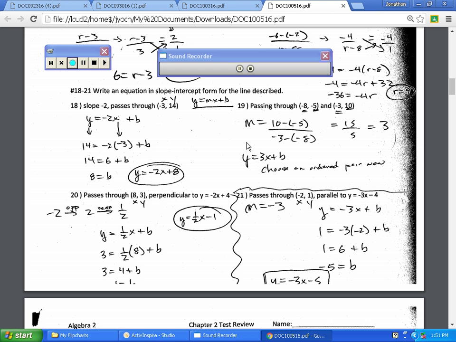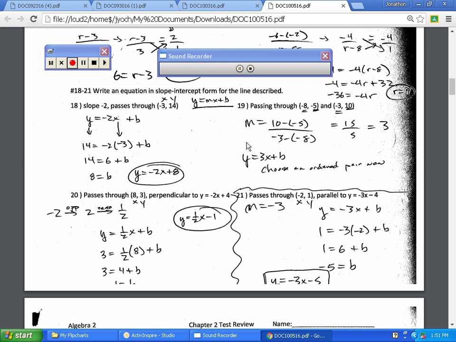20, guys. Perpendicular lines have opposite reciprocal slopes. So y equals, first off, the opposite of negative 2 is a positive 2, and the reciprocal of 2 is 1/2. Y equals 1/2 x plus b. Substitute 3 in for y, 8 in for x. B is a negative 1. Y equals 1/2 x minus 1.